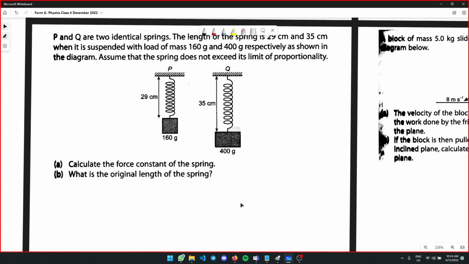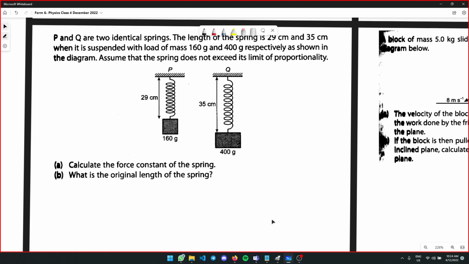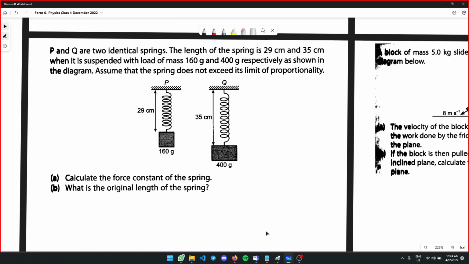P and Q are identical springs. The length of the spring is 29 and 35 respectively when it is suspended with a load mass. So this is after being suspended, not before. So this is L plus X, both of them L plus X. Load masses 160 and 400. Assume the spring does not exceed the limit of proportion. That means it's still elastic.